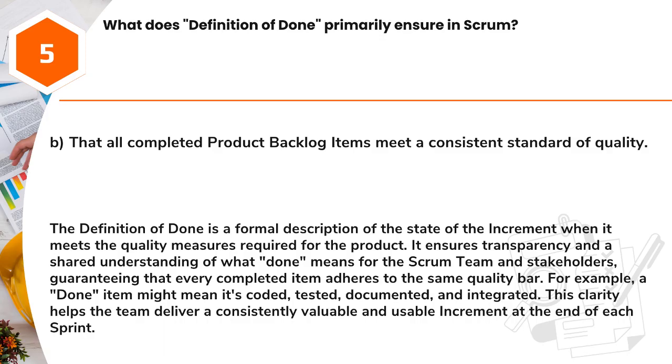The definition of done is a formal description of the state of the increment when it meets the quality measures required for the product. It ensures transparency and a shared understanding of what done means for the Scrum team and stakeholders, guaranteeing that every completed item adheres to the same quality bar. For example, a done item might mean it's coded, tested, documented, and integrated. This clarity helps the team deliver a consistently valuable and usable increment at the end of each sprint.